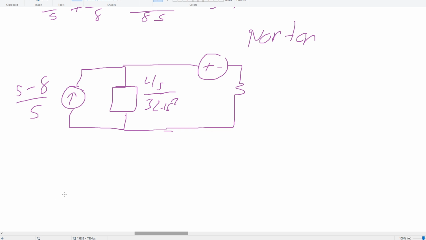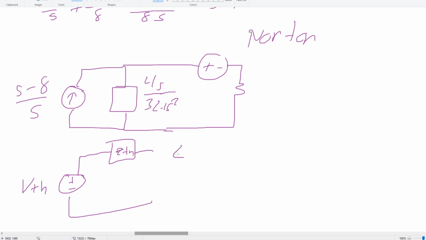So we have to get it in this form: plus minus V Thevenin, and then we have the Z Thevenin over here, and that's attached to the rest of the circuit. But anyway, Z Thevenin stays the same. Z Thevenin is equal to 4s over 32s minus, oh my god, I don't even know what that says. Oh, that says s squared. Okay, 32.